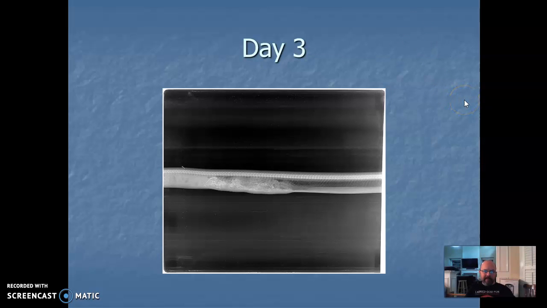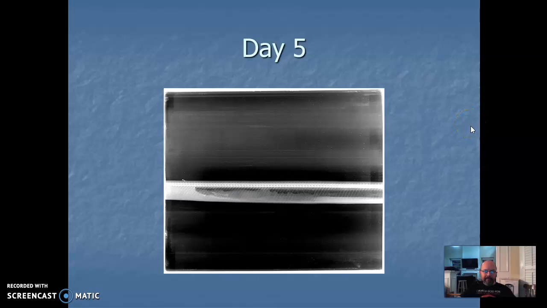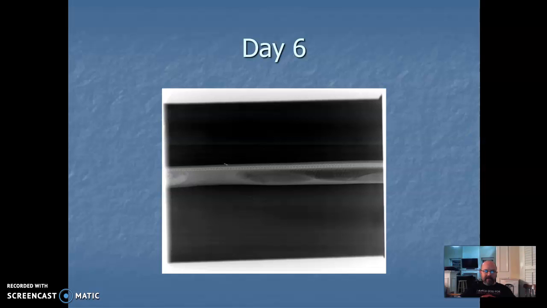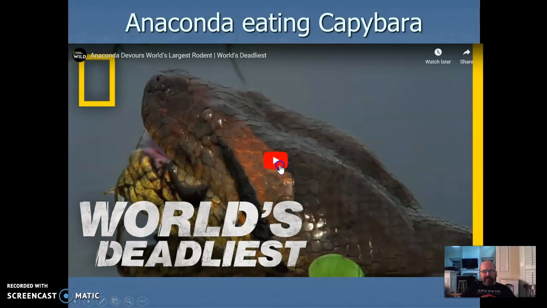Day 3, the skeleton of the alligator is starting to disappear. Day 4, you can see there's very little left. By day 5, it's pretty much gone, and day 6, everything looks kind of clear. So down to the bone, digesting everything.